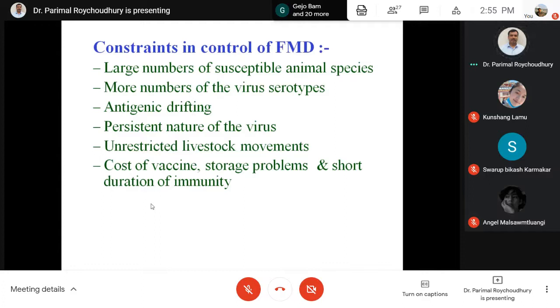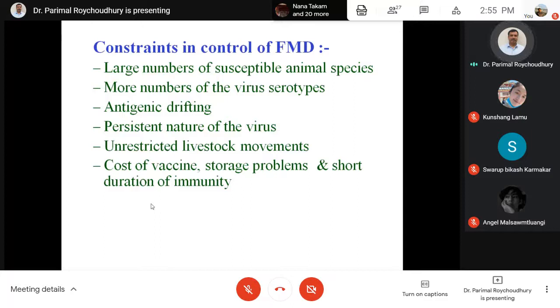Some of the points we must always remember, and these are frequently asked and discussed: what are the constraints of controlling foot and mouth disease? First point, a large number of susceptible animal species. All cloven-footed animals, including wildlife, also harbor the virus. So the organism will be present in the surroundings. Then, more virus serotypes. In India, three serotypes are prevailing at present, and they do not cross-protect with each other. That is another reason.